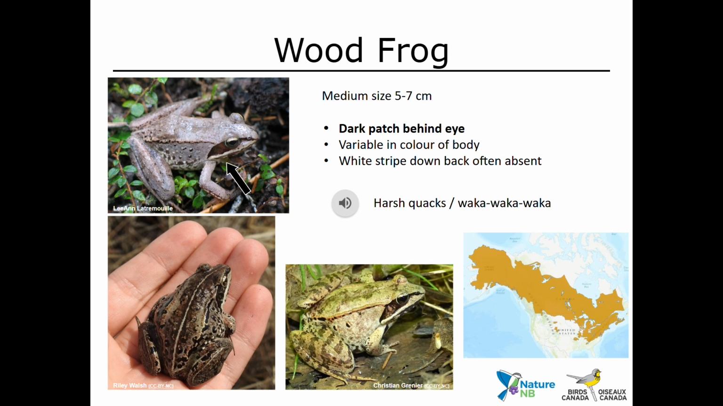And like many frogs, you're going to see this in a lot of species we talk about, they are variable in color. And they have sometimes a white stripe going down the back, like you can see in the bottom left image. But depending on the color morph, that stripe may or may not be present. Their call is a series of harsh quacks, a little bit duck-like, or sometimes described as a waka waka waka.